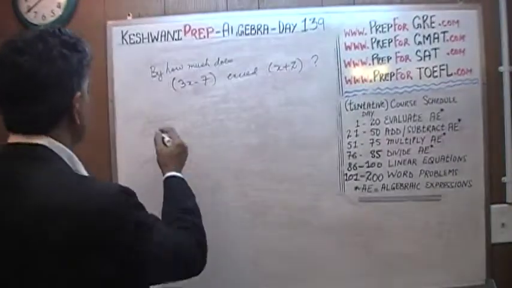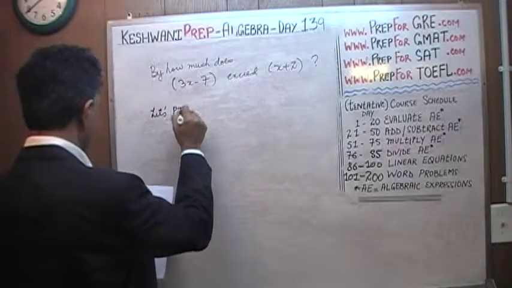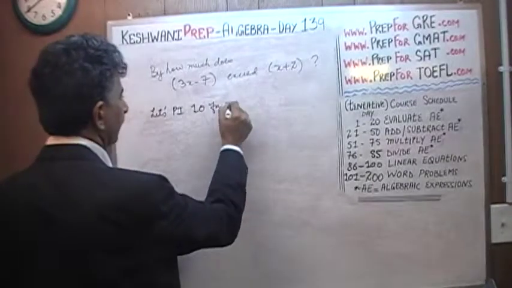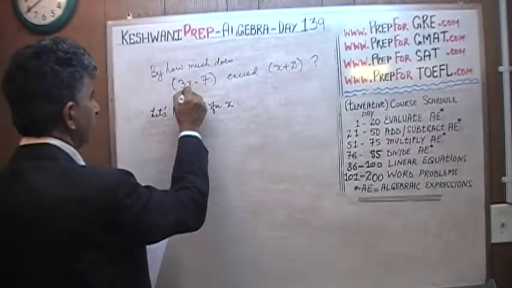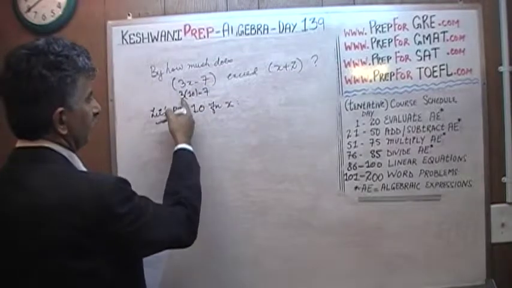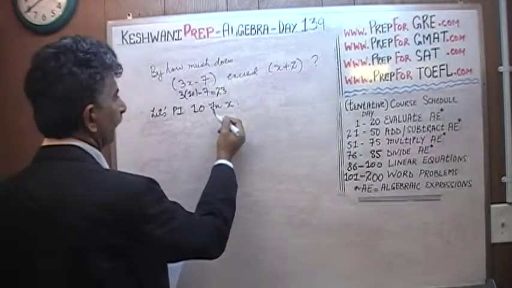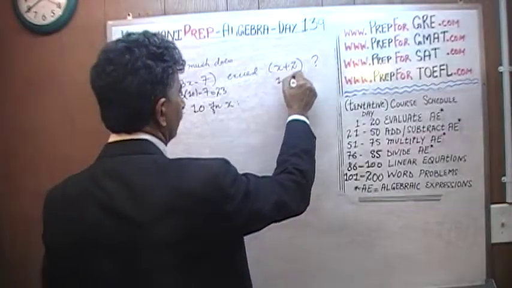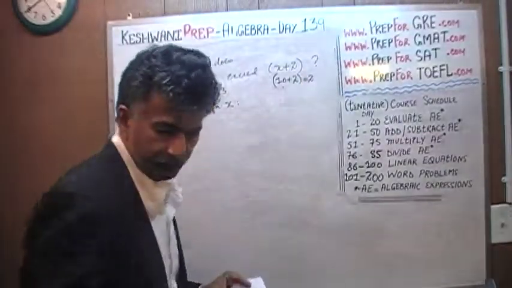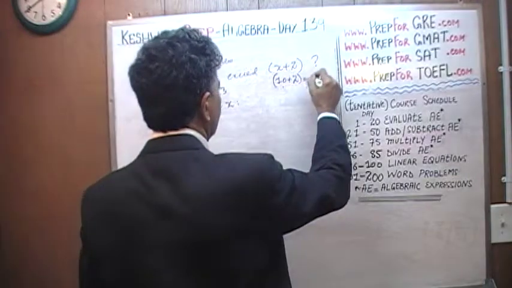Let's plug in. What should we plug in? Let's plug in 10 for x. If we plug in 10 for x, then this is 3 times 10 minus 7. 3 times 10 is 30, minus 7. 30 minus 7 is 23. And this is 10 plus 2, which is 12.